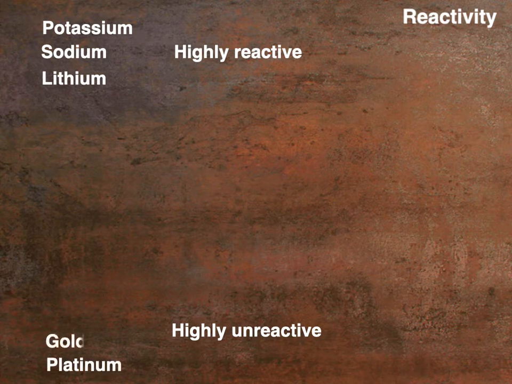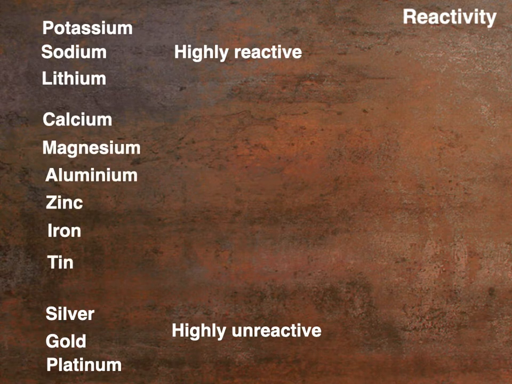At the other end of the scale, you've got highly unreactive metals. Things like platinum, gold, silver. These are highly unreactive. That's why, for example, you can bury gold in the ground, come back years later and find it's still shiny because it doesn't react with stuff. And in the middle, you've got the other metals, right? Now, that's not all the metals, it's just a representative sample.